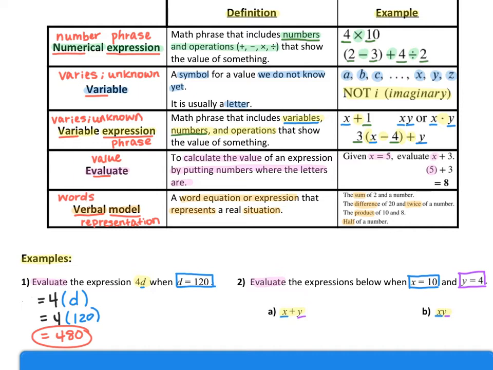Sometimes you'll be given a variable expression that only contains variables and operations, like example 2. So how are we going to find the value of those expressions? Well, we do the same thing. You rewrite your expression first by putting parentheses around the variables. So when I put numbers where the letters are in example 2a, I get 10 plus 4, which equals 14. In example 2b, I get 10 times 4, which equals 40.